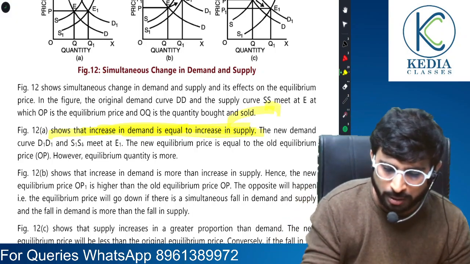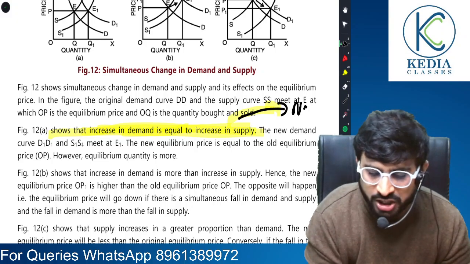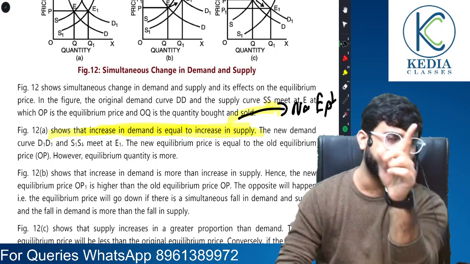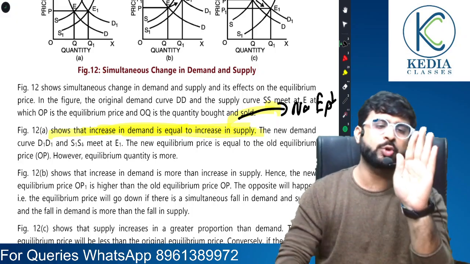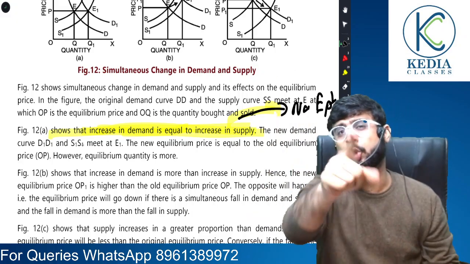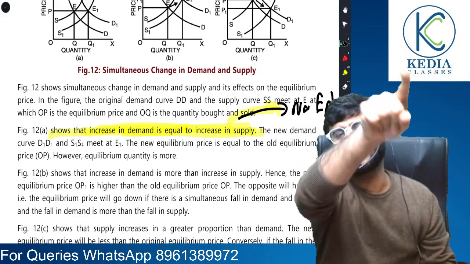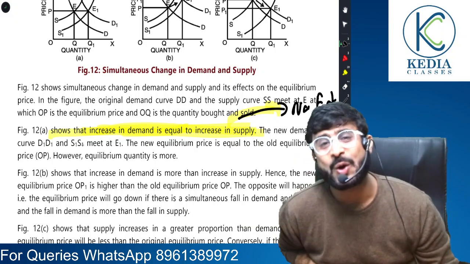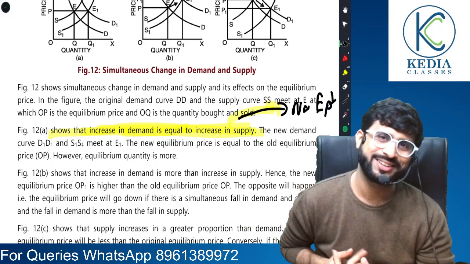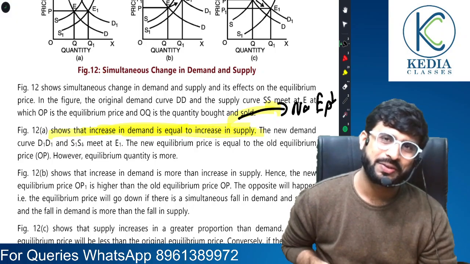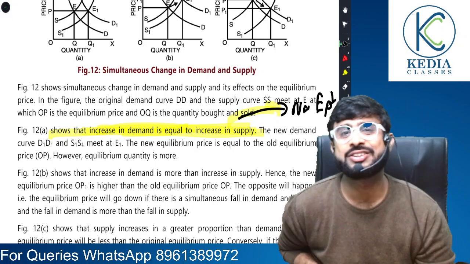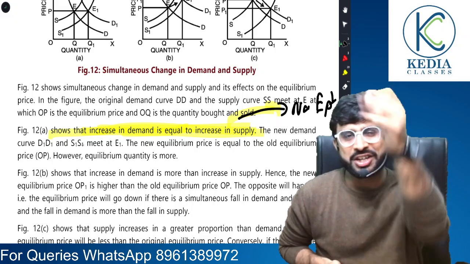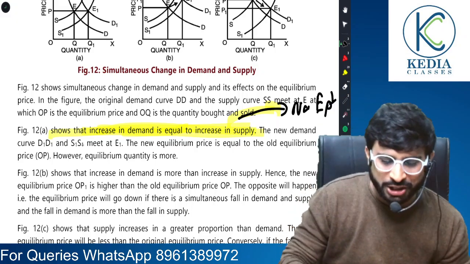Oh my God. But wait. No change in equilibrium price. But wait. Demand has also increased, supply has also increased. So on an average, what has happened? Sir, on an average, quantity has risen. So equilibrium quantity is going to rise.